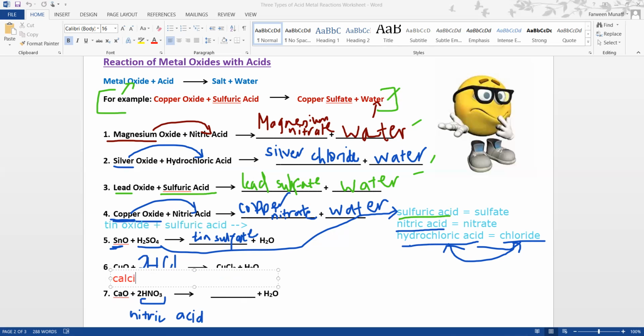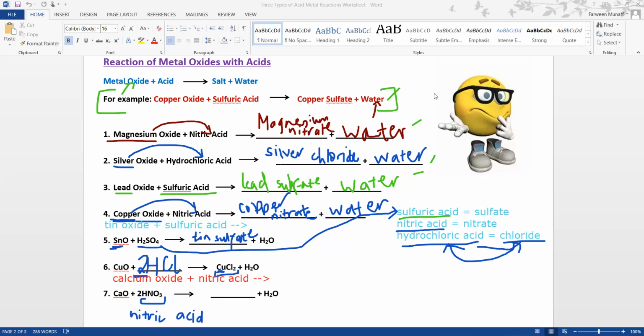So calcium oxide plus nitric acid. This is what we're dealing with. Okay, so can we determine now what is our name of the metal salt that's going to be formed? Yeah, good. Calcium nitrate. Yeah, excellent. Okay. So basically, we get that because calcium is the metal that's involved, and nitric acid always produces the salt known as nitrate. Okay, so calcium nitrate is going to be the correct answer.